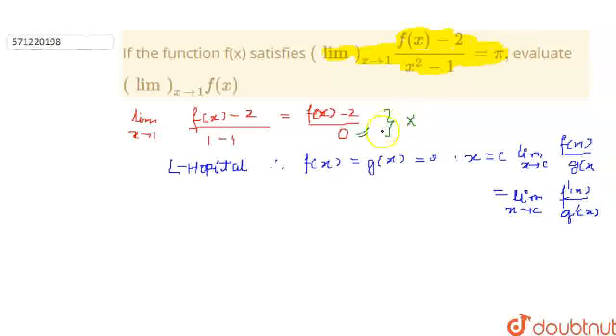So when we apply the concept, we need to get the value of f(x) - 2 equal to 0, right? So this becomes limit x tending to 1 f(x) - 2 should be equal to 0. So from here we can find the value of limit x tending to 1 of f(x), that must be equal to 2. So the answer is equal to 2.